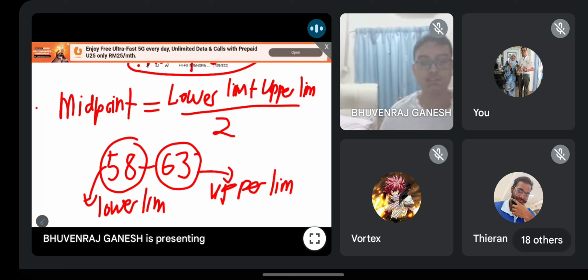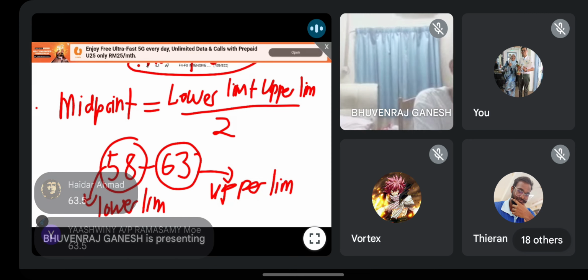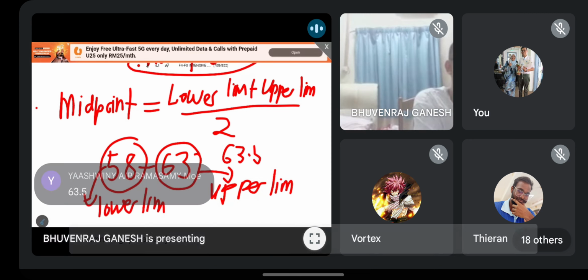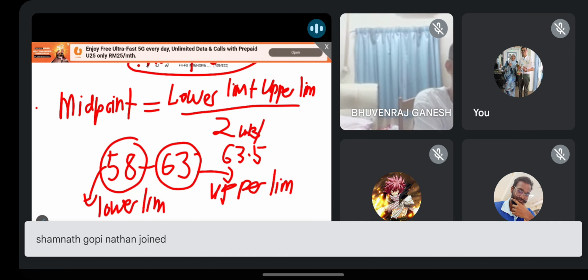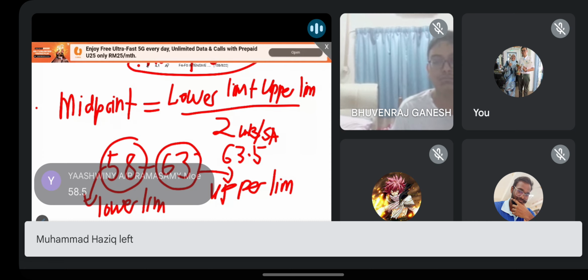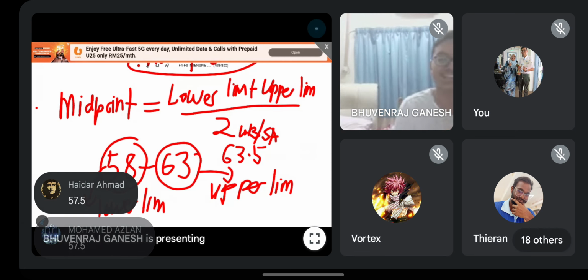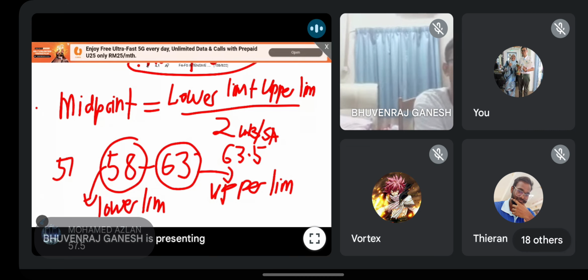So, now, let's say, can anyone tell me, apa sempadan atas? What is the upper boundary? This one? Very good, 63.5, UB, or in BM is SA. Okay, how about the lower boundary, sempadan bawah? Yes, 57.5. Don't confuse that, guys, must minus. Lower boundary, sempadan bawah kena tolak. Okay, this one is LB or SB.